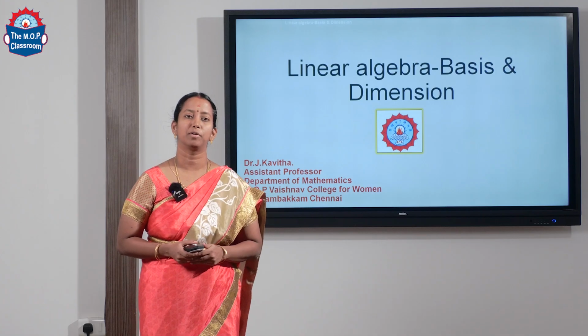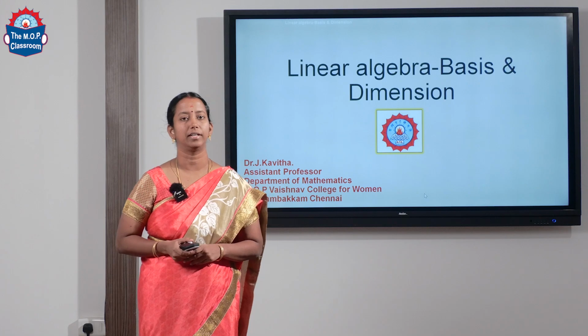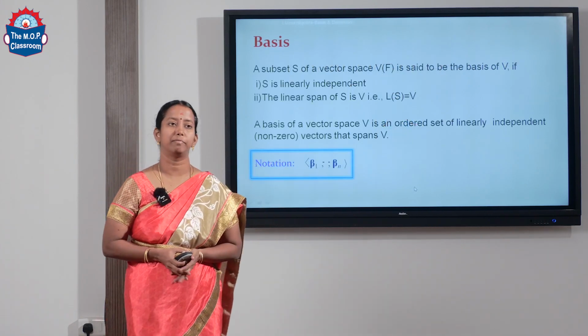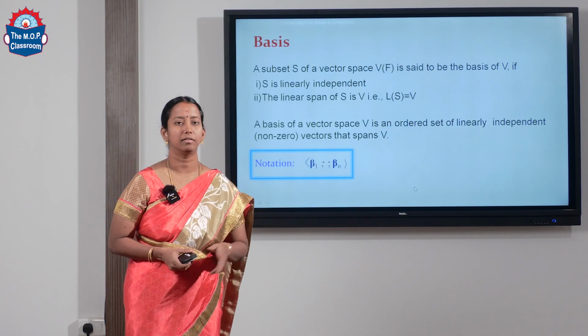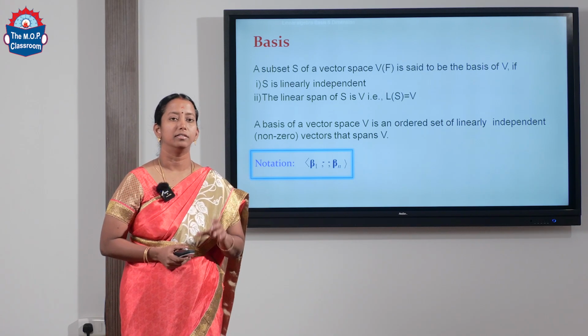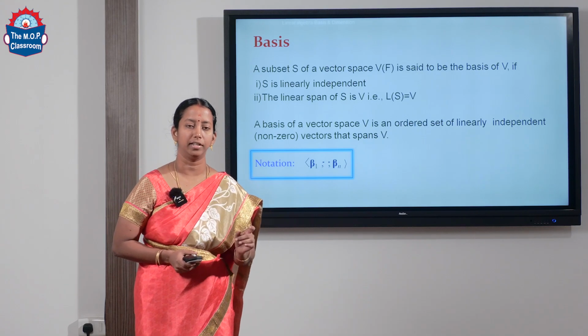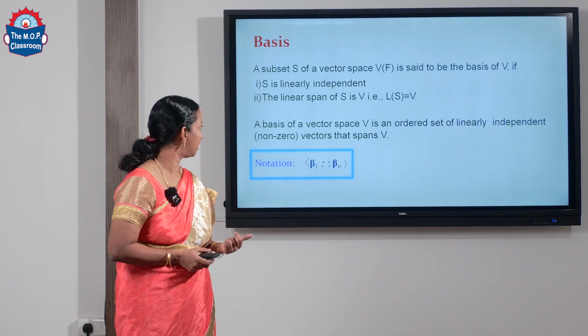Now I am going to discuss linear algebra. In linear algebra, I am going to discuss basis and dimension. The definition of basis: let S be a subset of a vector space V. Then a basis should satisfy two conditions: S should be linearly independent and S should span V.